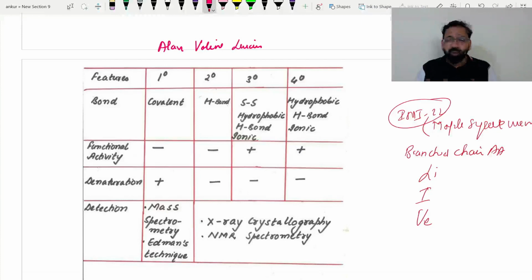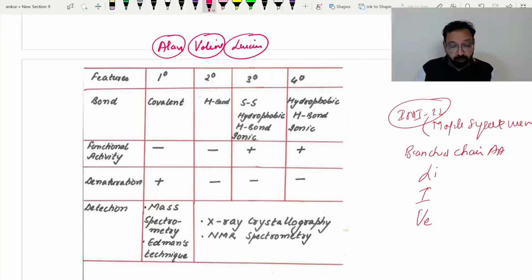I ask you, what is the primary structure of this protein? You will say, sir, in this protein there are three amino acids. One is alanine, second is valine, third is leucine. Means you told me the amino acid sequence of this protein.